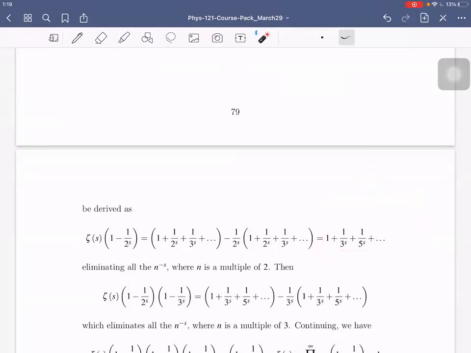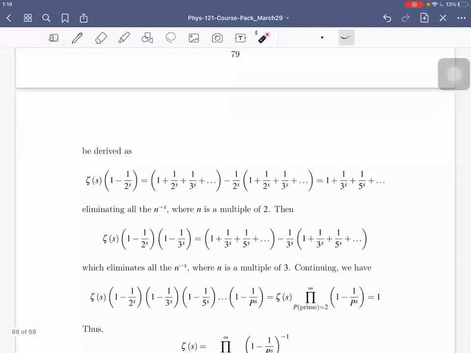So 1 plus 1 over 3 raised to s plus 1 over 5 raised to s. So all of these are becoming, well, in essence, prime numbers. Okay? You isolated the terms that have multiples of 2. Okay? So eliminating all terms like n raised to negative s, meaning 1 over n to the s, where n is a multiple of 2. So that is what we did. You now have this, obtained that. So now, when you multiply it again, you already have this one.